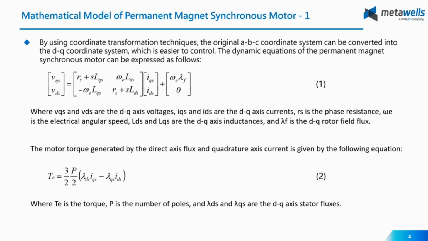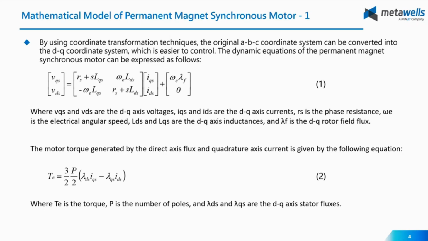Okay, first let's talk about the coordinate transformation. We need to simplify this control, so we use coordinate transform to convert the original three-phase ABC system into a DQ rotating reference frame. In this frame, we can treat torque and flux as decoupled components, which makes the control easier and more precise.